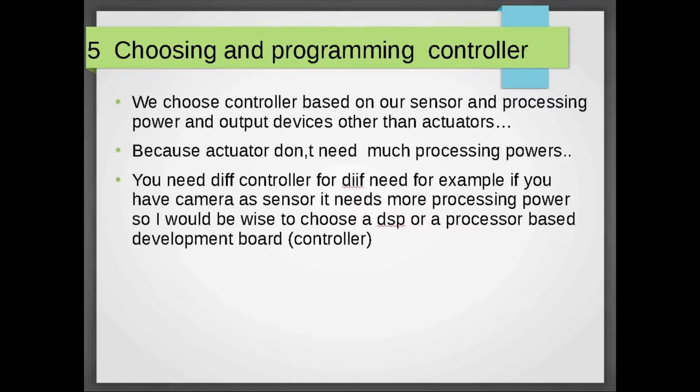Choosing and programming controller. We choose the controller based on our sensor, processing power, and output devices that are not actuators. Basically, actuators don't need much processing power. That's why our choosing of controllers doesn't depend on actuators. You need different controllers for different needs. For example, if you have a camera as a sensor, it needs more processing power. So it would be wise to choose a DSP or a processor based development board, i.e. controller.